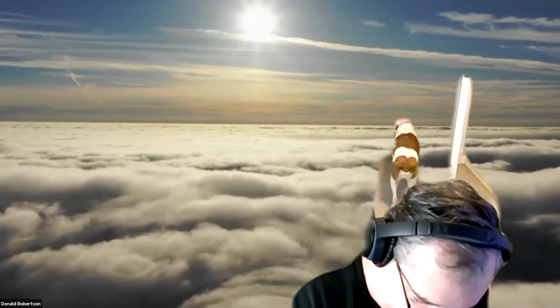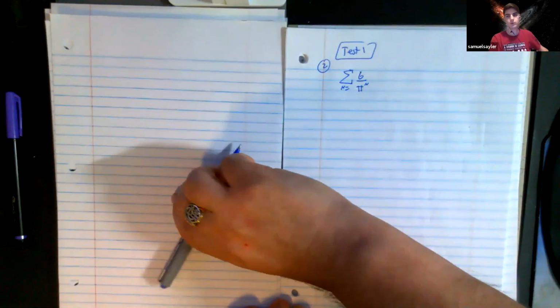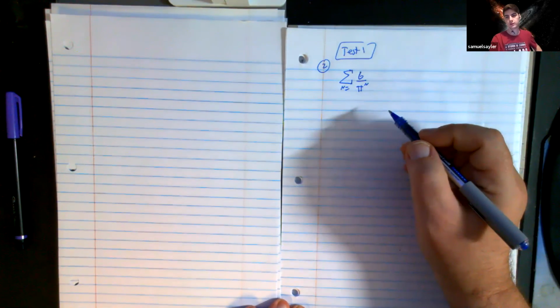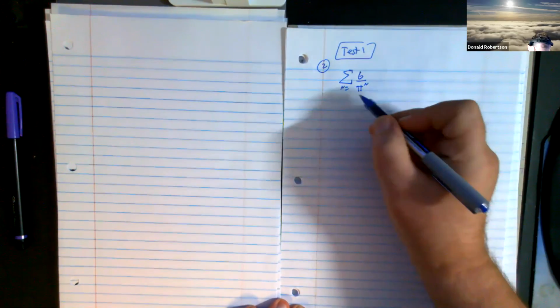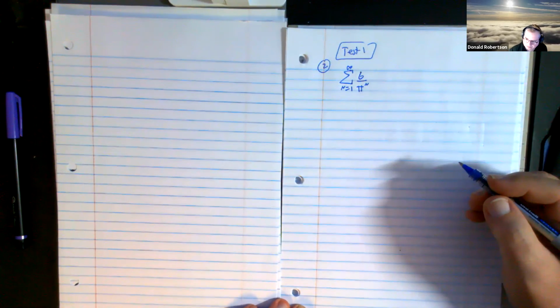The sigma of 6 over pi to the n power. Right, and there'll be some n equals 1 to infinity or 0 to infinity at the side, I'm assuming. Yes, just like that, 1 to infinity. Okay. Do you recognize that as a geometric series? That may be your first break.